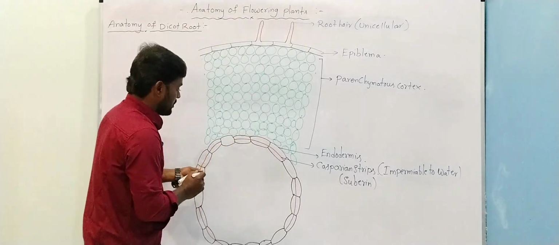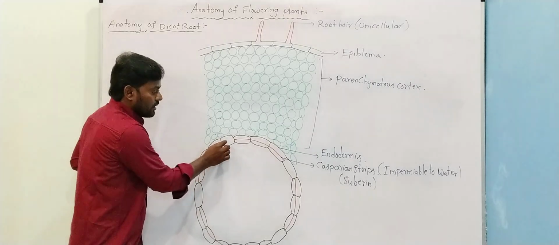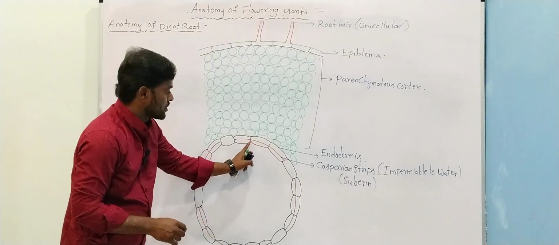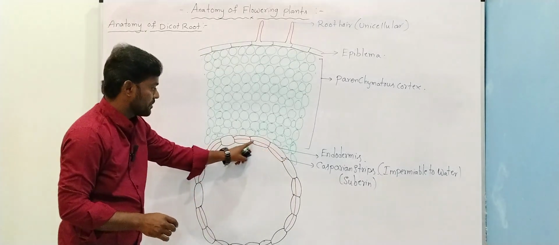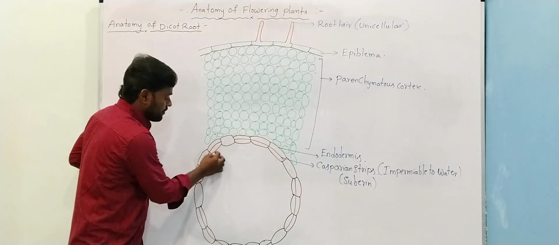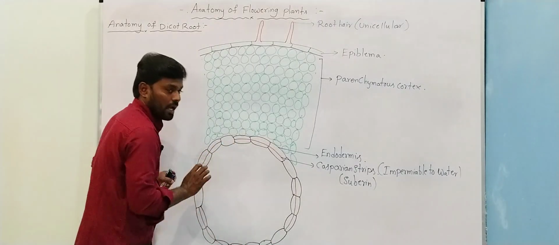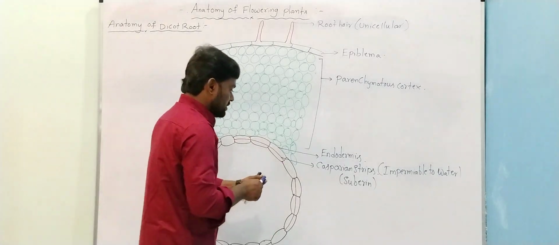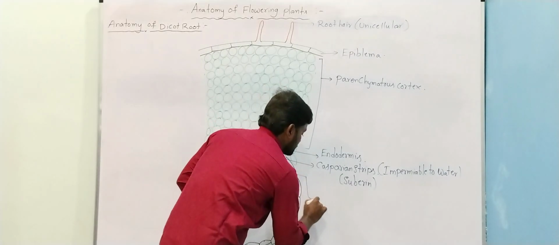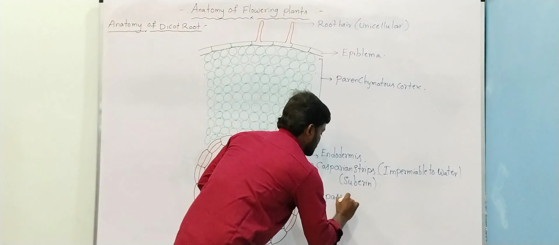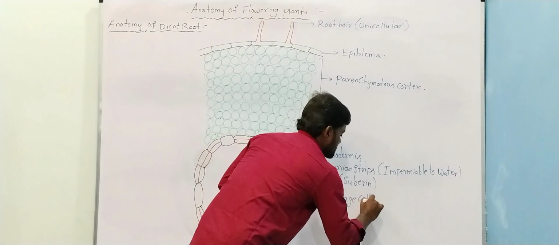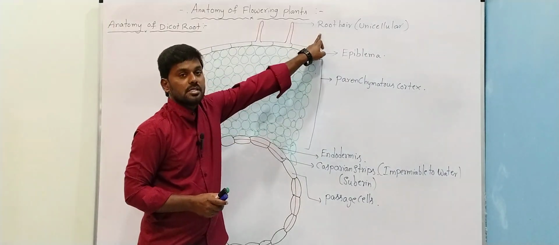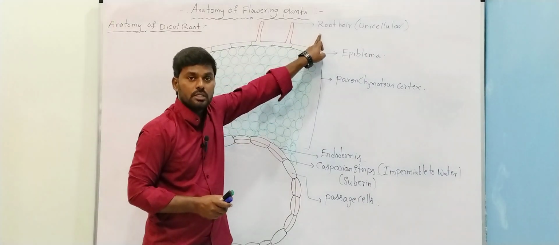Next, the suberin material or Casparian strips are present in all cells except a few cells. These few cells do not have any suberin, that is, Casparian strips are absent. This type of cell is called passage cells.